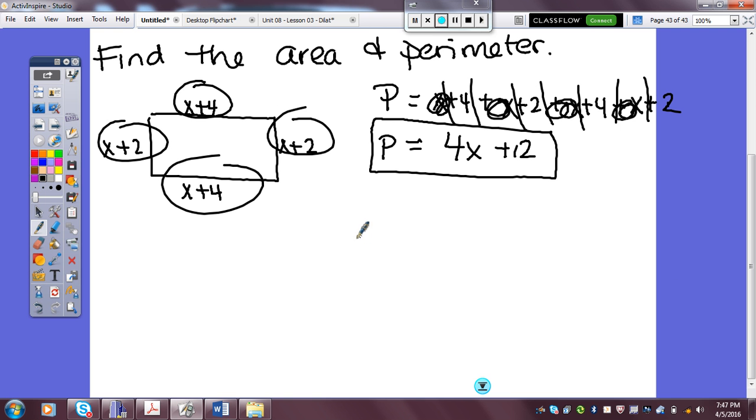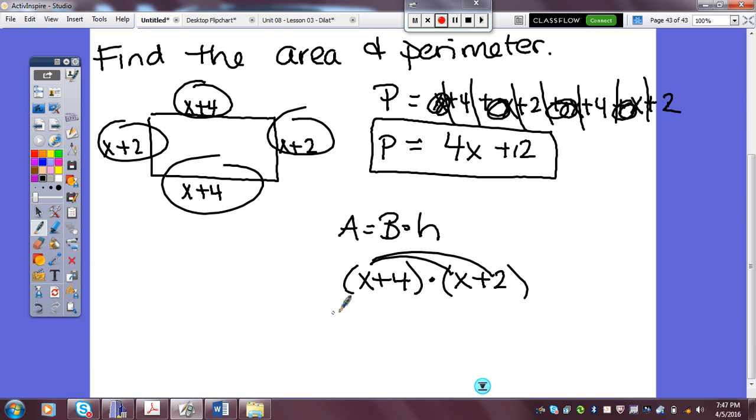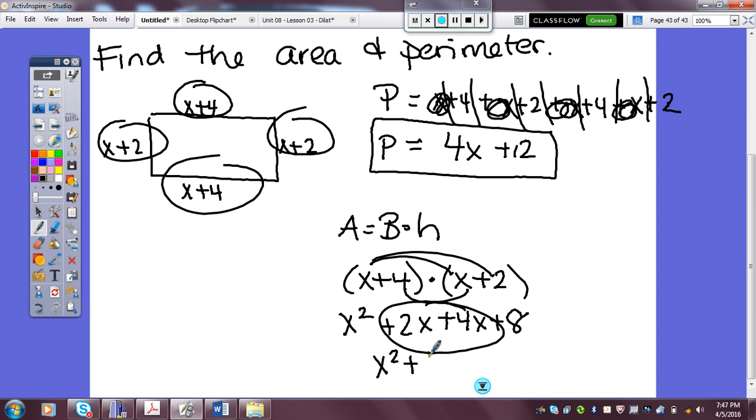Alright, how do you find the area? Area is base times height. So what's my base? X plus 4 times, what's my height? X plus 2. This looks a lot like double distribute. So let's double distribute. X times x, x squared. X times 2 is 2x. 4 times x is 4x. And 4 times 2 is 8. Am I done? No, you can still add those guys up. X squared plus 6x plus 8. And here is my final answer.